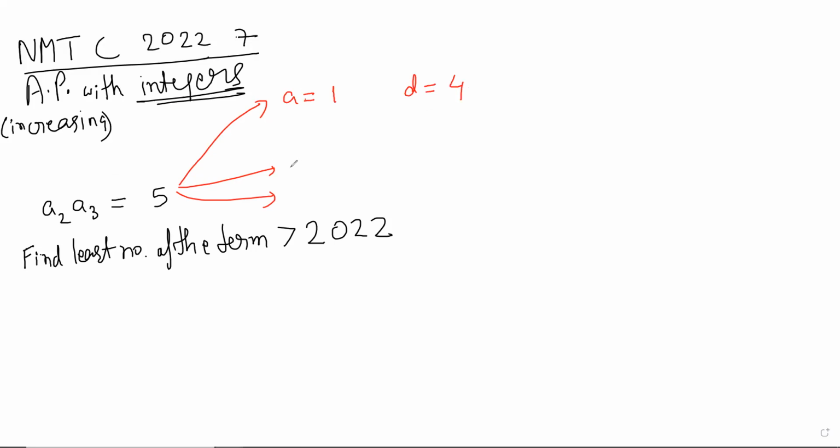And then A equals minus 5 and D equals 4. A equals minus 5 and D equals 4, right? And A equals minus 1 and D equals minus 4. Right. Okay. Now one second.